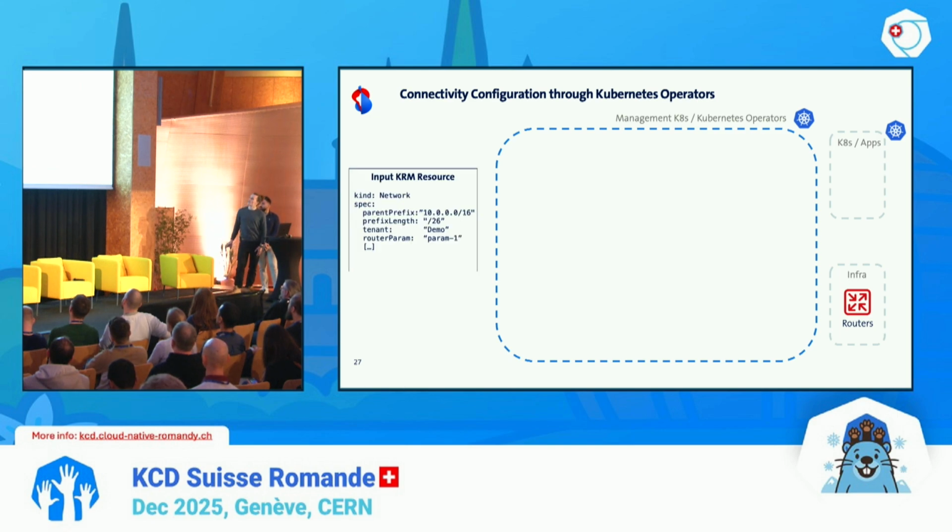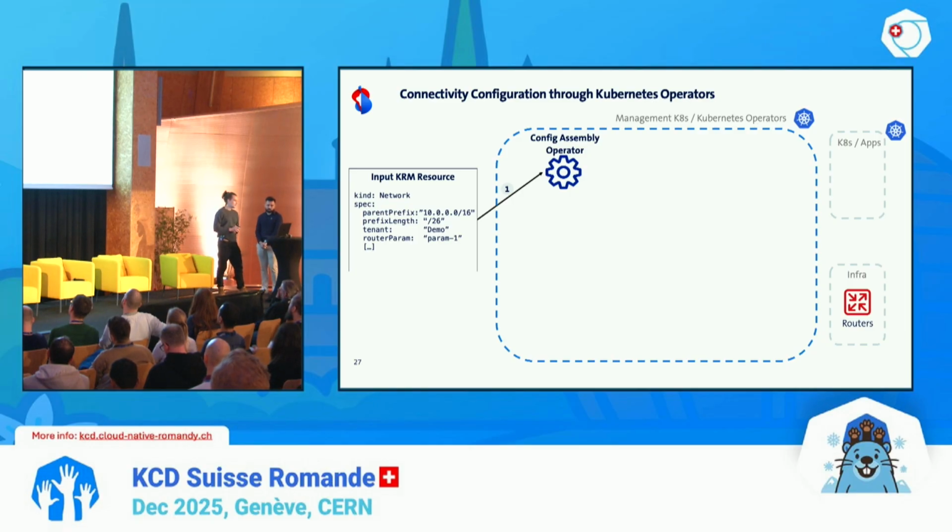So we start with a first high-level intent. This is a Kubernetes resource of kind network. You define some parameters here, parent prefix and prefix length, just so the operators will know where to get the IPs from. Maybe you have some parameters for the tenant or router parameters. This is then read by the first operator. It's our config assembly operator, we call it.